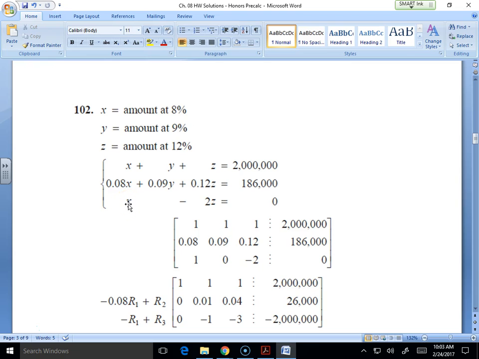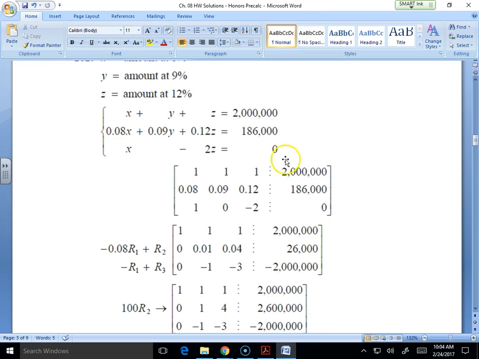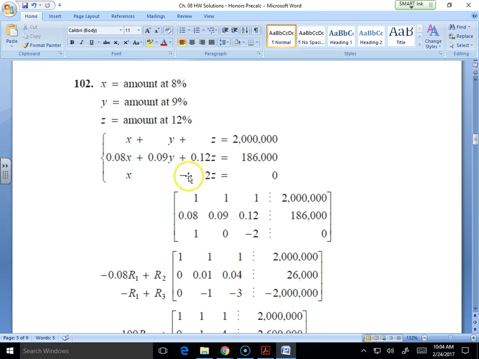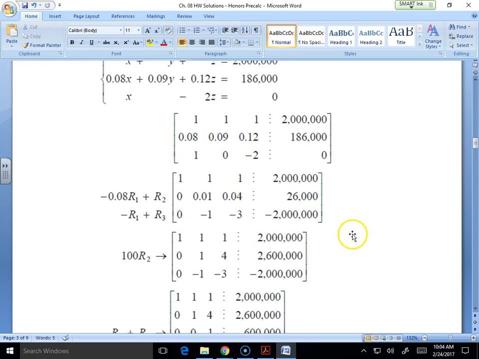And then last but not least, we knew that X is 2Z or something like that. The amount in the X account is double the amount in the Z account. Long story short, you have a system. What's the very first thing I would have told you to do?